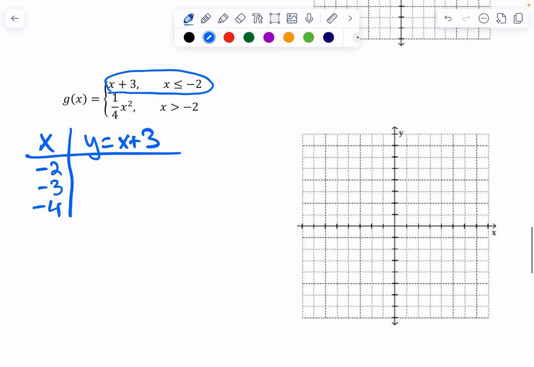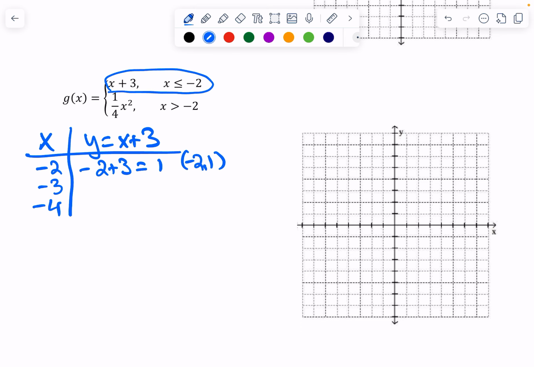Okay, negative 2 plus 3. That would be a 1. So our point is (-2, 1). Negative 3 plus 3 is going to be a 0. So (-3, 0), of course. And then we've got negative 4 plus 3, which is negative 1. So (-4, -1).